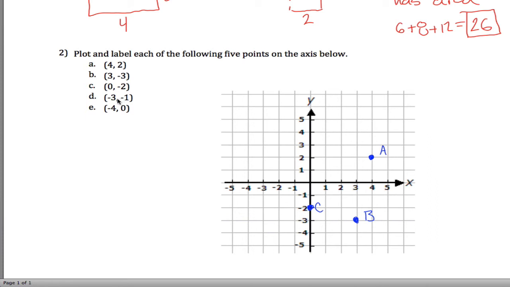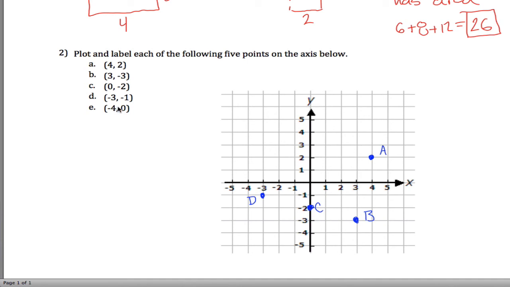D is negative 3, negative 1. So again, the x is negative 3, which is right here. And the y is negative 1, which is right here. So it's this point that has an x of negative 3 and a y of negative 1. So this guy is D.